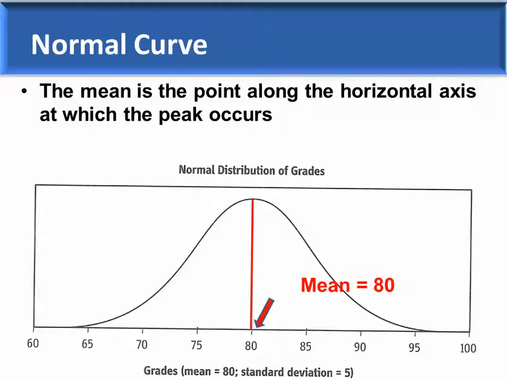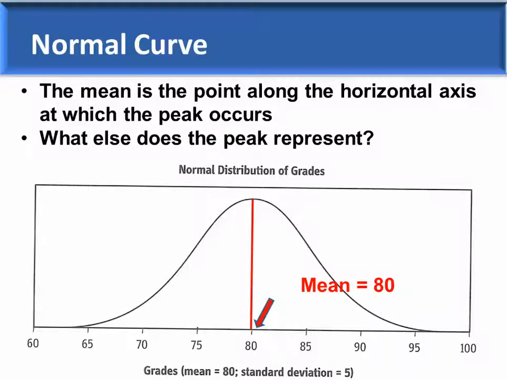So as you can see, again, the mean falls right in the center of the distribution. What else the peak represents, because it is a peak and because the height of the curve represents the frequency, is the most frequently occurring value. So the mean, in this case 80, a score of 80, is the most frequently occurring score. More people score 80 than anything else.